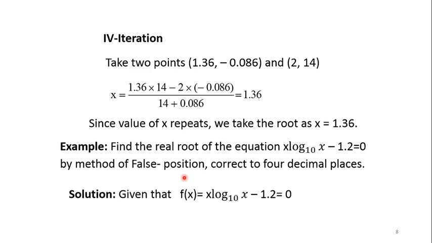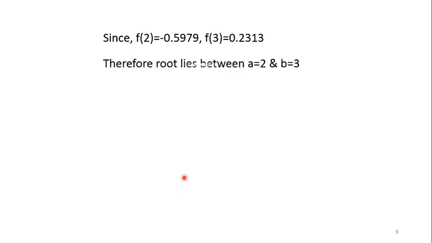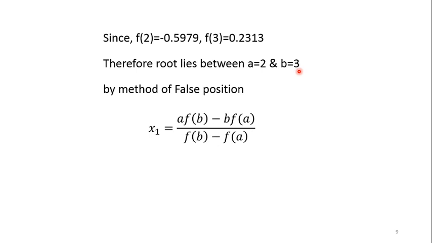So again we start here. This is your given question. Again you find the value of the function at these 2 points, say x equal to 2 and x equal to 3. You are getting opposite signs, therefore a root lies between a equal to 2 and b equal to 3, or you can say x1 and x2. So by the method of false position you apply this formula: x1 equal to a f(b) minus b f(a) upon f(b) minus f(a). This is the general formula.